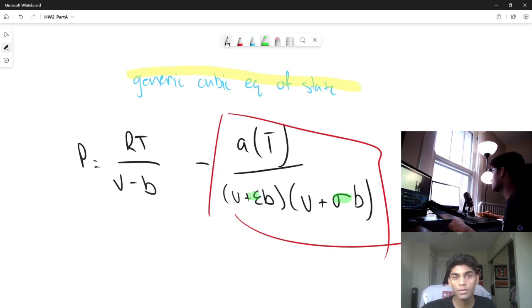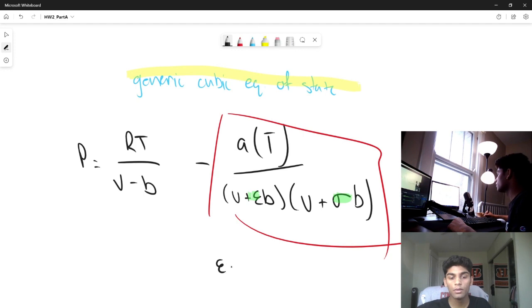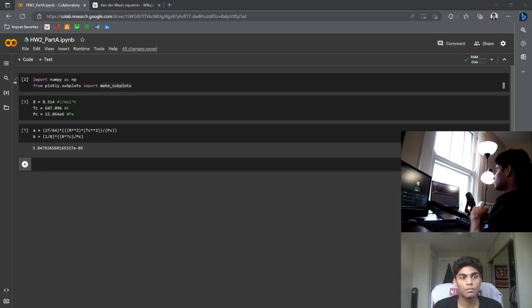Now, for this case, epsilon and sigma are just going to be equal to 0. So there's not too much to worry about here. It's just going to be this volume squared, which is the assumption we make with van der Waals, that epsilon and sigma are 0, and that A isn't a temperature-dependent thing. So that's where we get that V squared from, if you see that. So let's go back into the Python code. Let's go ahead and try and create this function, shall we?